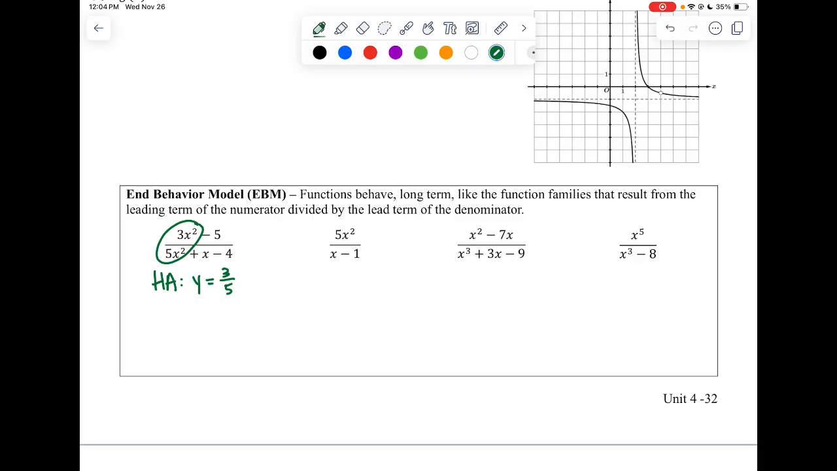Okay, for my second one, I see that my numerator degree is higher than my denominator degree, so I don't really have a horizontal asymptote. I have something else, and that's what we're going to talk about a little bit more today.